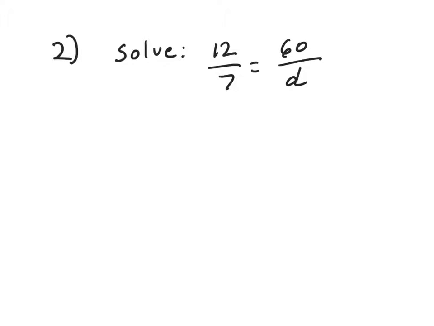On number 2, it's asking us to solve this proportion. We have 12 over 7 equals 60 over d. So when you're doing proportions, what you want to do is cross multiply. So you're going to do 12 times d and get 12d, and then 60 times 7 and get 420. Then we divide by 12. So d is going to be equal to 35.